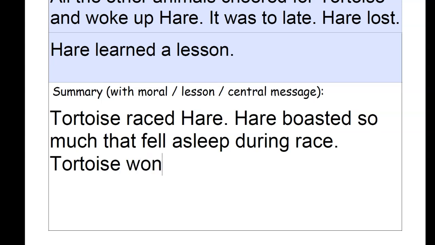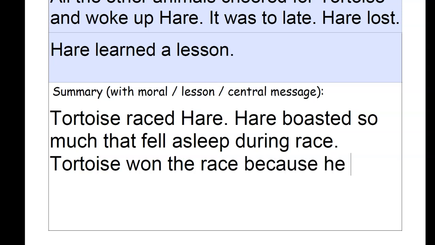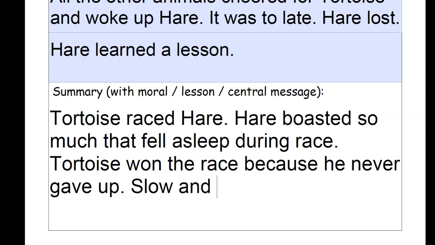Tortoise won the race because he never gave up. And the moral of the story or lesson, okay, is slow and steady wins the race, right?